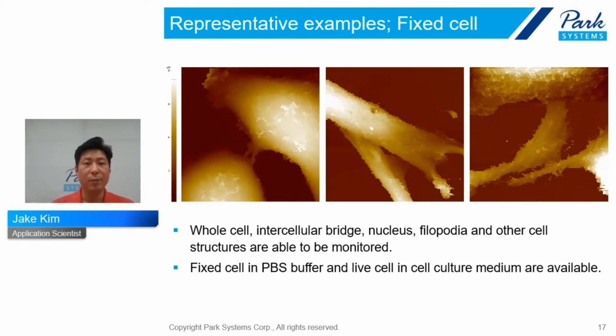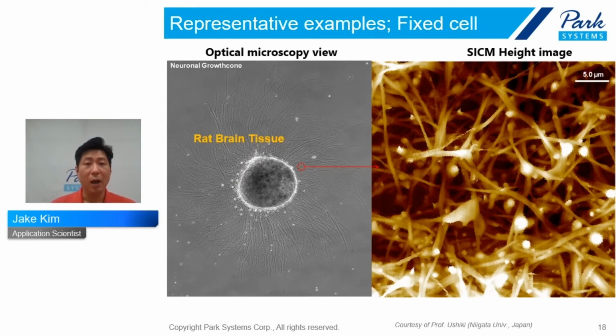These are example images of a fixed cell by SICM. As you can see in these figures, the intercellular bridge, nucleus, and some other cell structures can be monitored. And identifying a specific position of a very highly dense neuron cell area next to the left brain tissue, SICM can acquire the complicated morphology in high magnification and without a single contact to the sample surface.